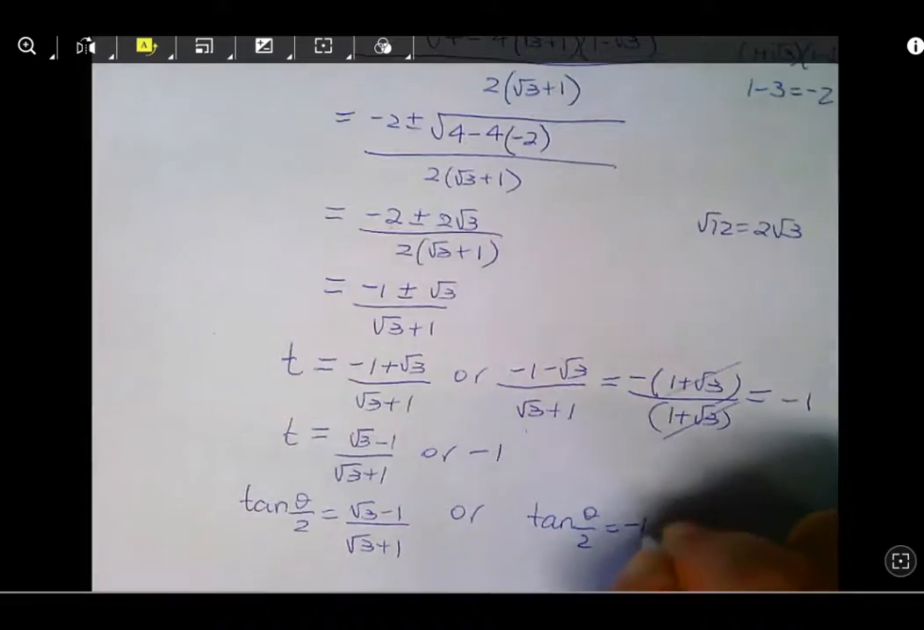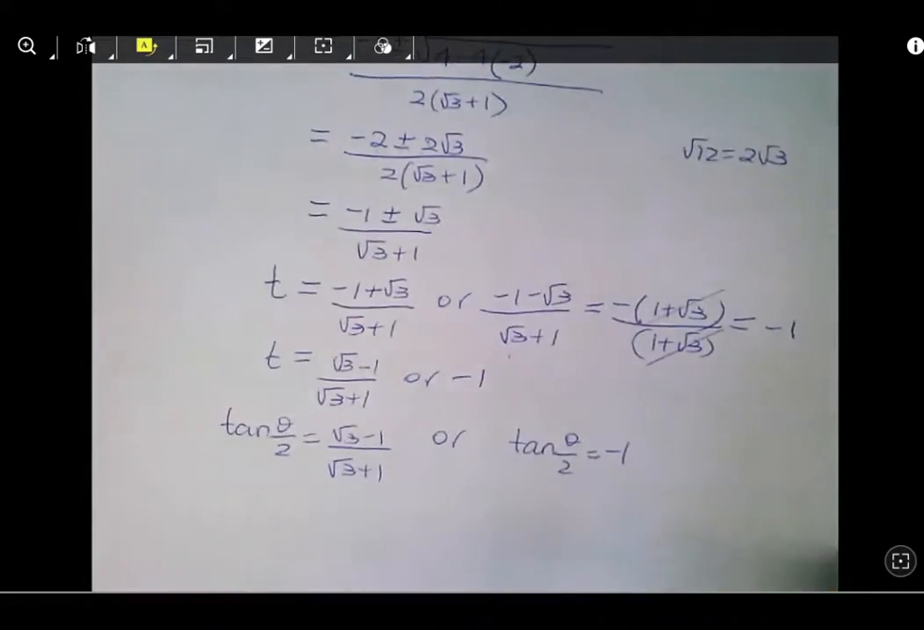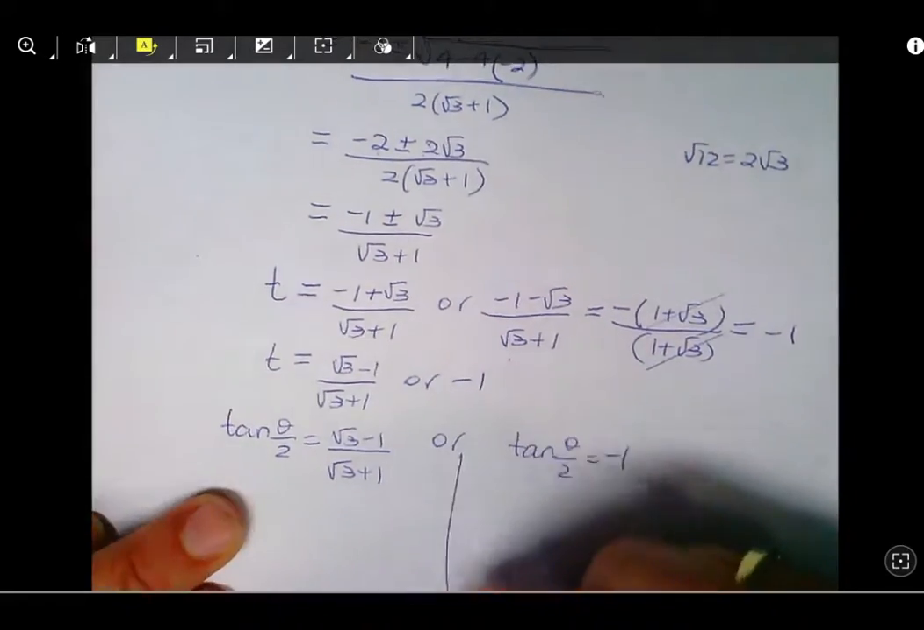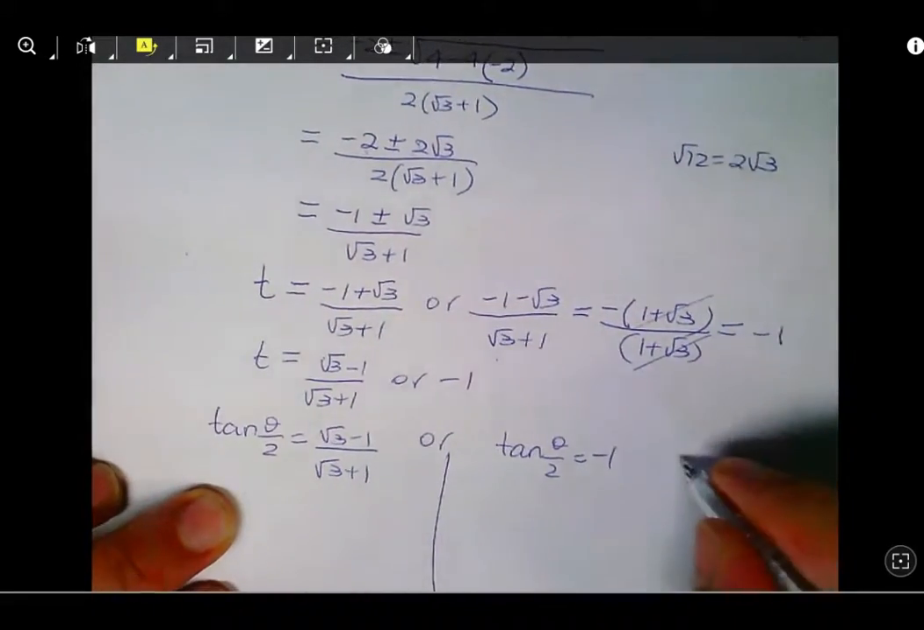Tan theta on 2 is -1. Now this t is -1. This is not sine or cos, so we don't sketch the curve. We need to look in our quadrants. Remember, we've got to change domain.